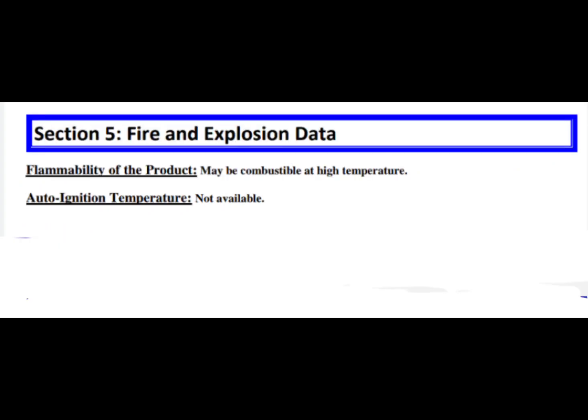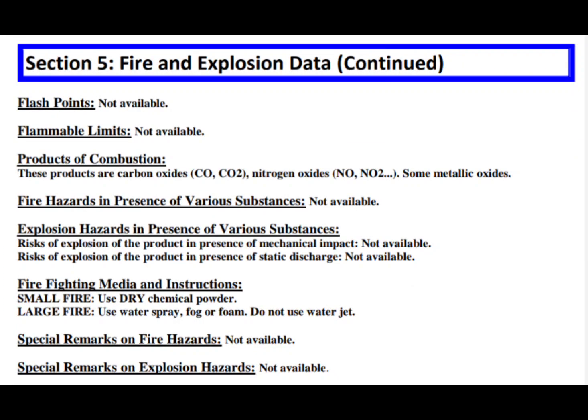Section number 5. Firefighting measures. If the product is flammable or combustible, this section will outline appropriate firefighting measures, such as suitable extinguishing agents and procedures to control and contain fires.